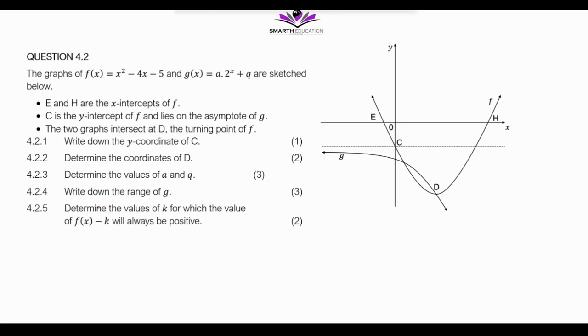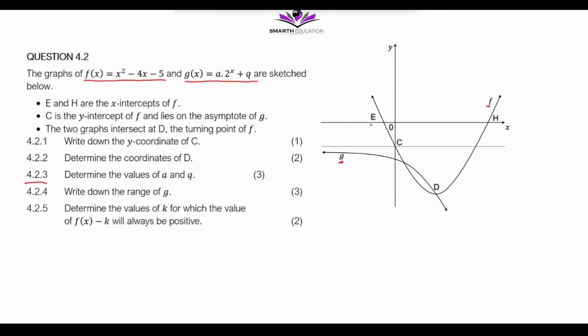Welcome back. Let's do question 423. The graphs of f of x is equal to x squared minus 4x minus 5 and g of x is equal to a times 2 to the power x plus q are sketched below. This is the graph of f of x and the graph of g of x.